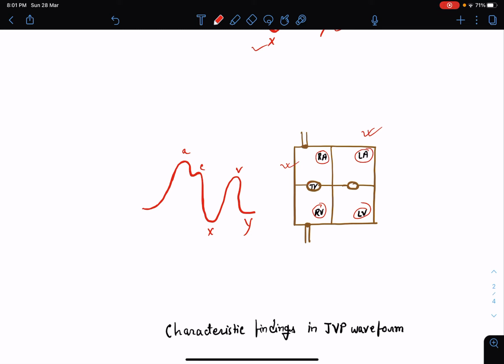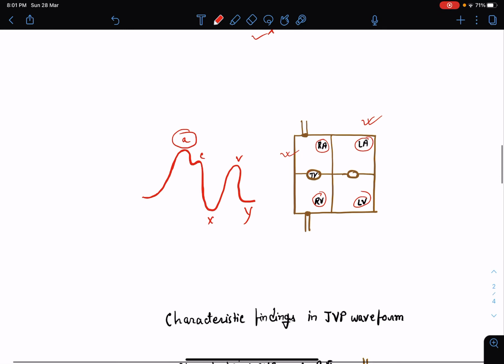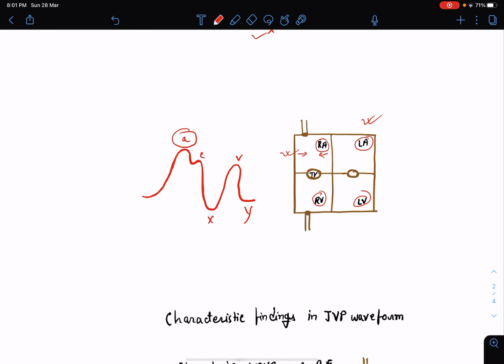Now what happens? Why is there an A wave? The A wave is because of right atrial contraction. When the right atria contracts, there will be increased pressure in the right atria, which will be reflected in the internal jugular vein. So there will be increased height of the jugular venous pressure. So this will give rise to the A wave. Now what happens next?